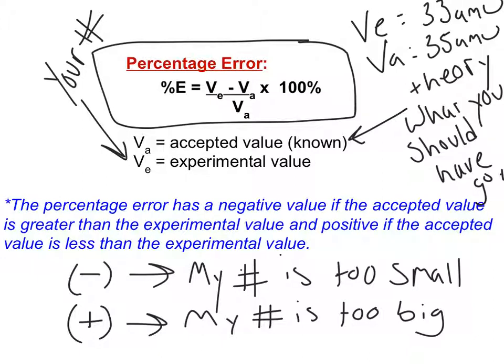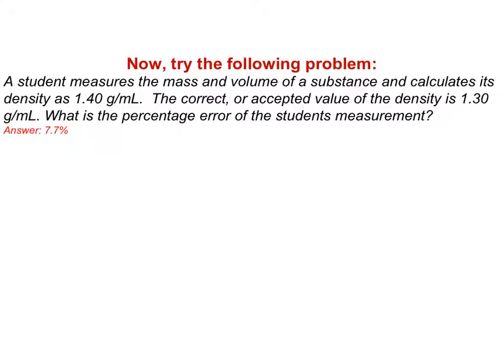So the best percent error that you could get is 0%. You want to be as close to 0% as you can to have a really good experiment. So let's do a sample problem with percent error.